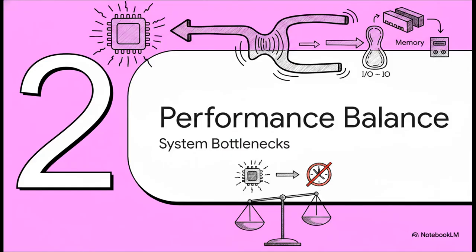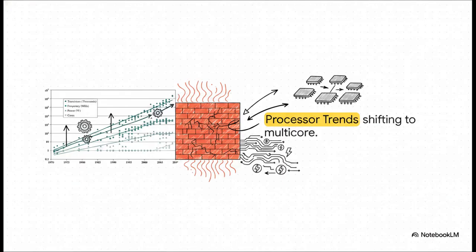That brings us to Section 2, Performance Balance and System Bottlenecks, because here is where we hit a serious wall. While processors were racing ahead at these breakneck speeds, other critical components, like main memory and your I/O interfaces, were lagging pretty badly. This created a severe system bottleneck. You see, the interface between the processor and main memory is literally the most crucial pathway in the entire computer. If memory can't keep pace, the processor just stalls out in a wait state. We desperately need performance balance.